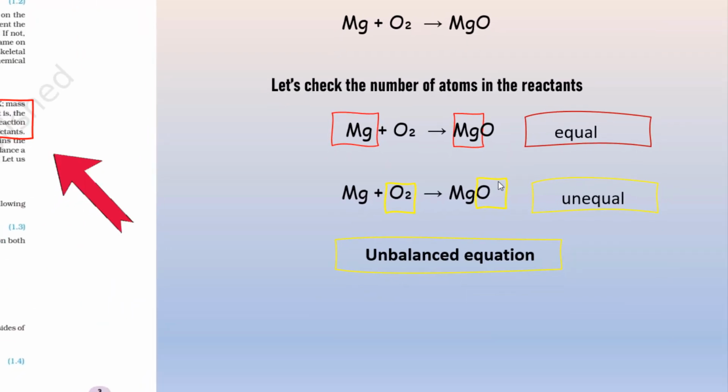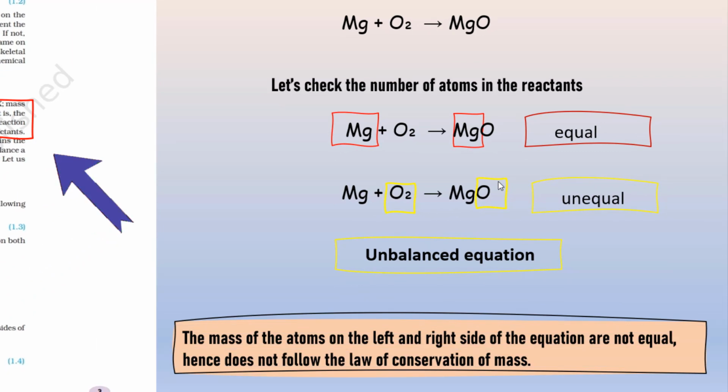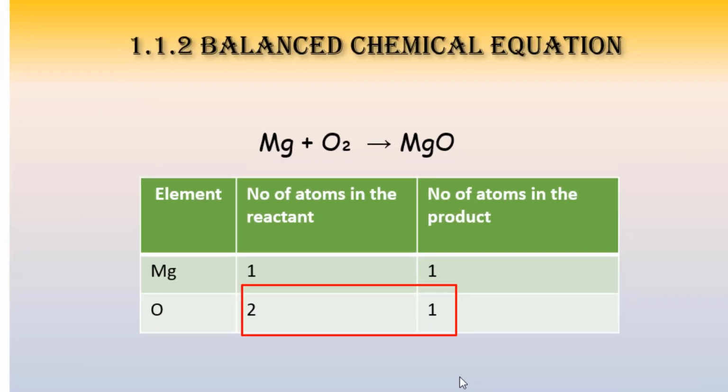So what do we need to do with this unbalanced equation? We need to balance them so that the mass of the atoms on the left and the right side of the equation are equal and it follows the law of conservation of mass. So in this topic, we are going to study in detail how to balance a chemical equation. In this case, we generally write the number of atoms of the reactants and the number of atoms of the product in 2 boxes. When you start learning to balance an equation, follow this box method. It will make your work easier.